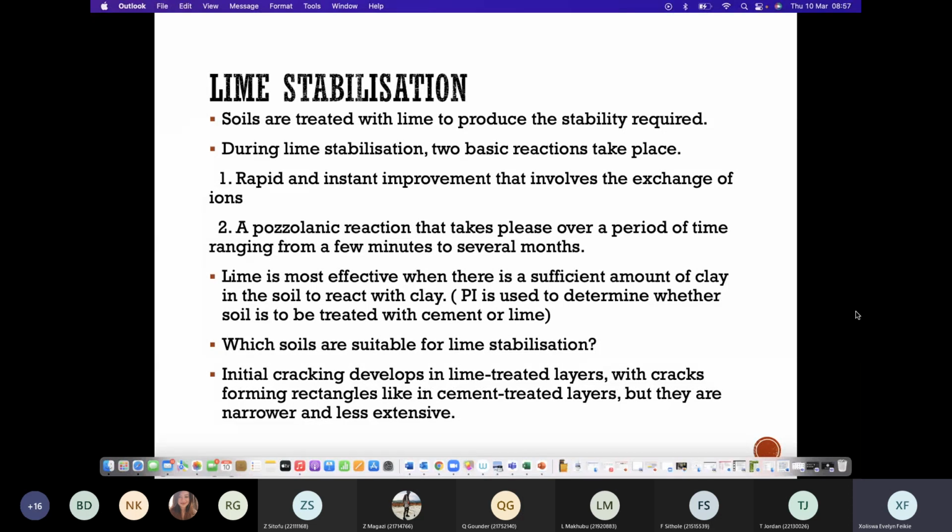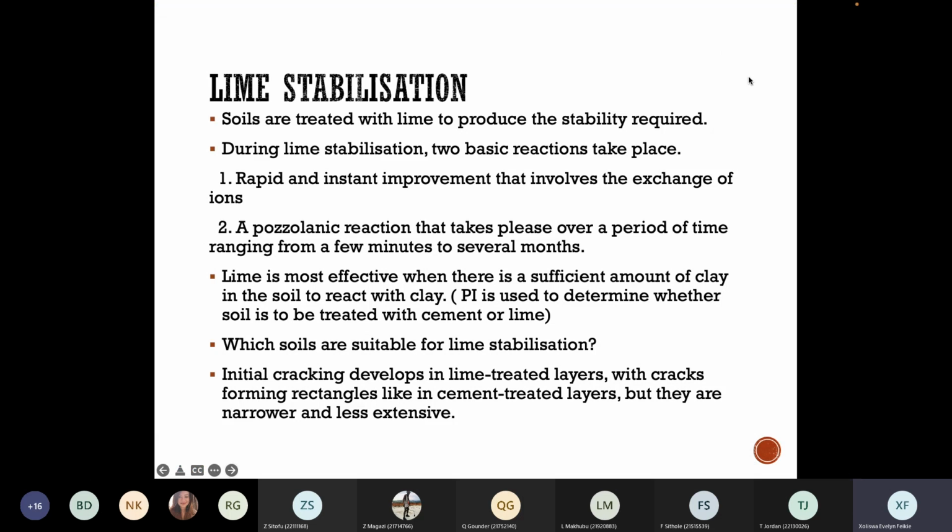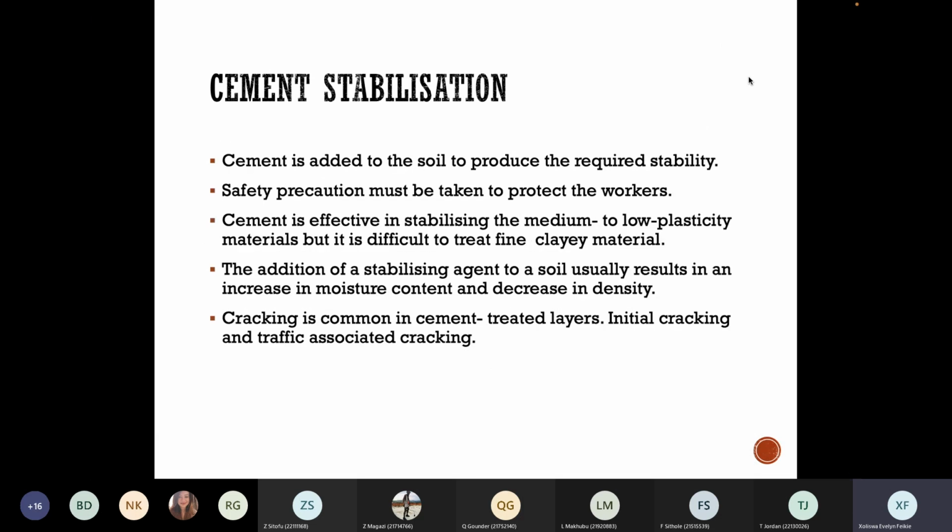In both cases, you are bound to have cracks, but they are different depending on what stabilizing agent you use. So please make sure that you are aware of the difference in terms of cracking, because they say these ones are narrower and less extensive, but the ones where they were talking about cement, they say initial cracking, and they refer to cracking associated with traffic.